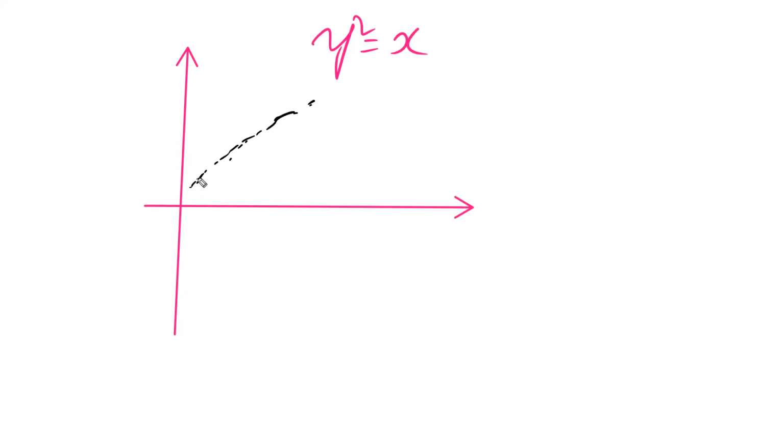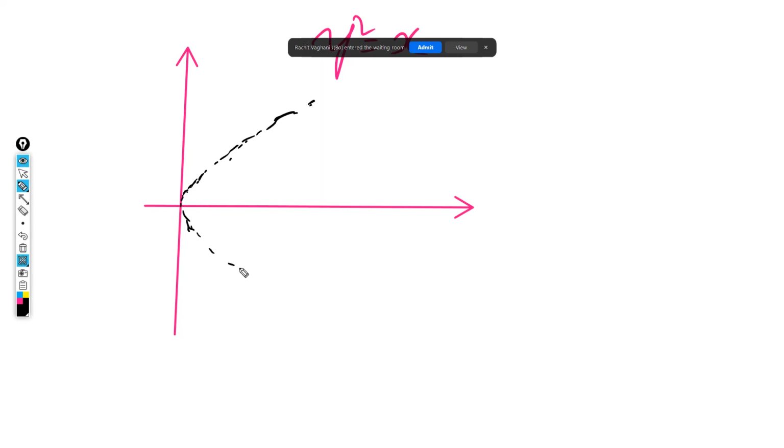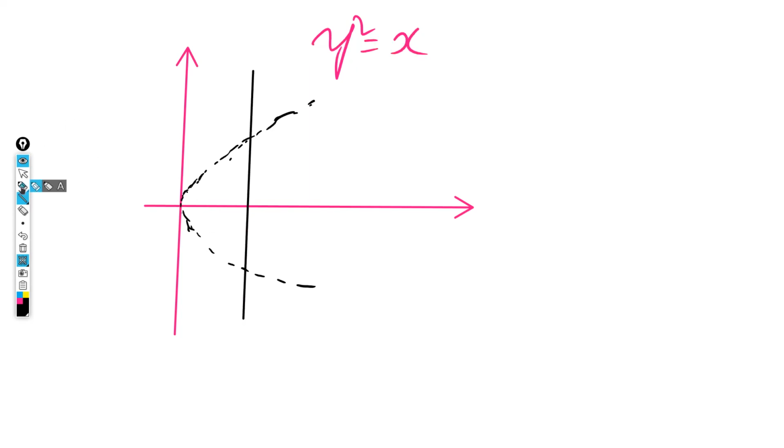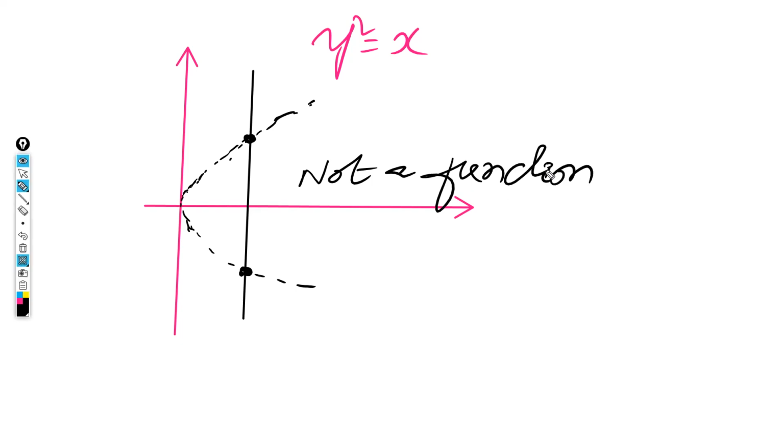And how to check whether it is a function or not? You have to draw a line parallel to the y-axis like this. If it is intersecting in more than one point, that is not a function. Why is it not a function? Because for a value of x, you have two y values here. That is, x has two images, which is against the definition of the function, and hence it is not a function.